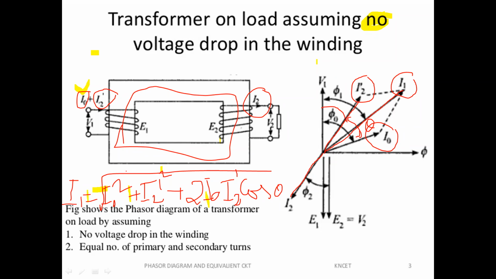I1 equals the square root of I0 square plus I2 dash square plus 2 into I0 I2 dash cos of the angle between these two, which is this theta value. This is the parallelogram law. By using the parallelogram law, we calculate the total primary current. In this manner, we draw the phasor diagram of the transformer with no voltage drop in the windings.